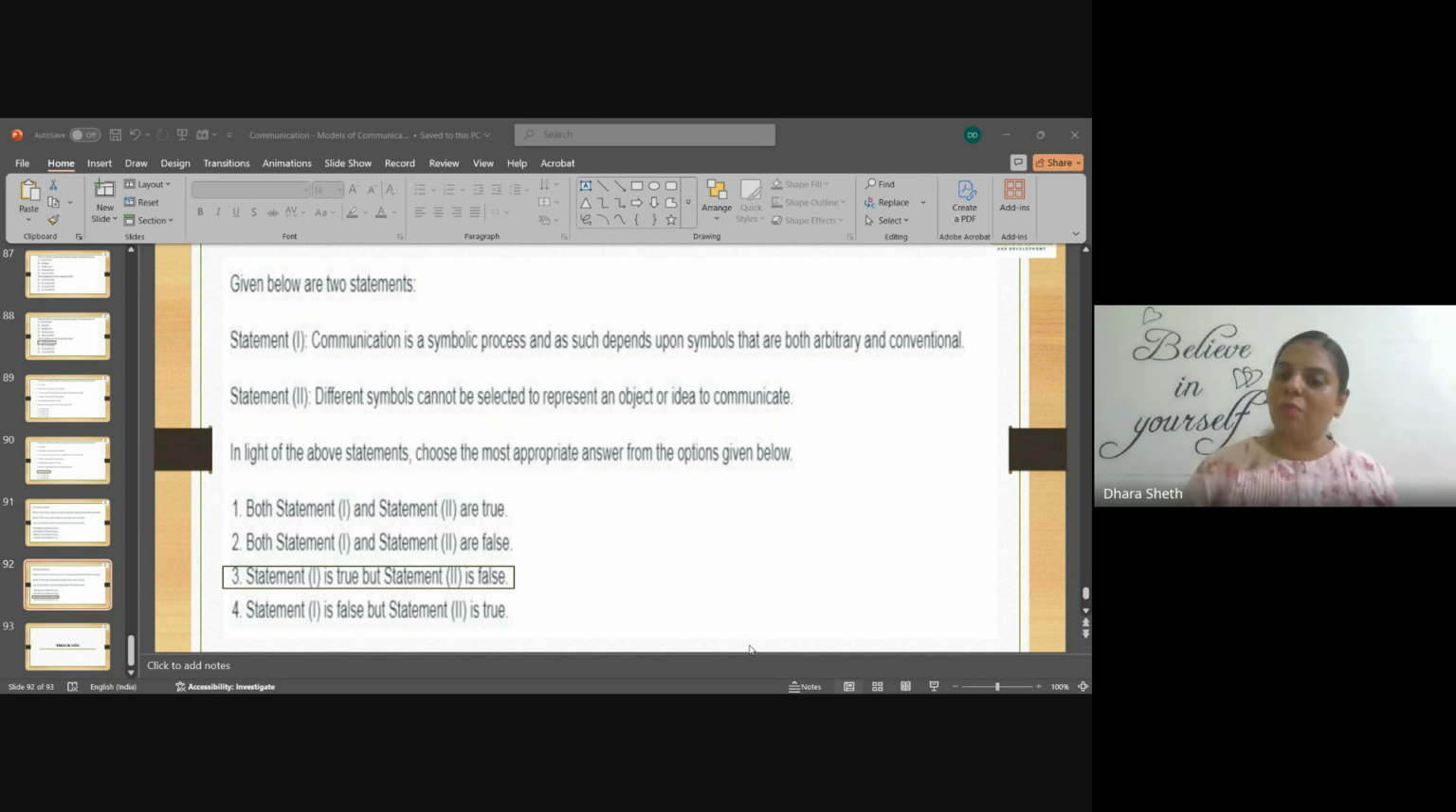Arbitrarily, we decided to call it bottle. So communication is a symbolic process and as such depends on symbols that are both arbitrary and conventional. Figures you can associate with the word symbols, but letters are also symbols in a way. The letters of the language, the words of a language, all of them are arbitrary and conventional because we have been using them for centuries. Like a bottle has been called bottle for at least the last 100 years, so for sure. That is why arbitrary and conventional. Okay, for non-language people.